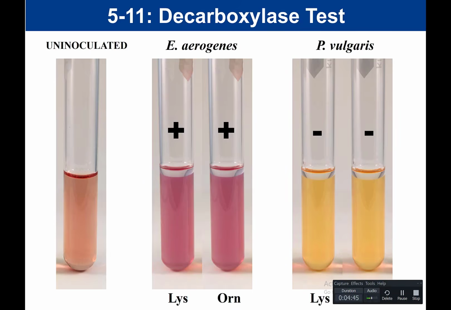You don't need to memorize which organism was positive or negative, but if given a tube, you should be able to tell me whether it's positive or negative. Again, purple would be positive. That means that the amino acid was decarboxylated and it produced diamines, which raise the pH. The yellow is the negative because the pH is acidic, which means that the bacteria fermented the sugar, the glucose, but was not able to do the decarboxylation reaction.